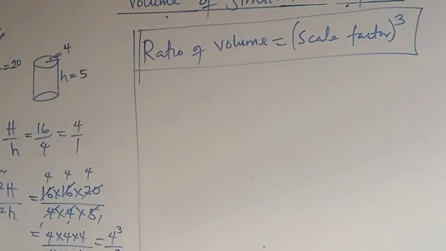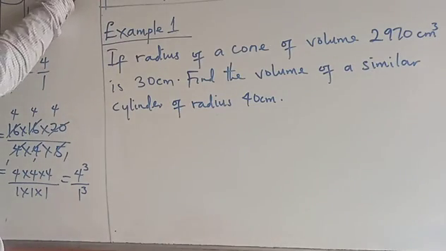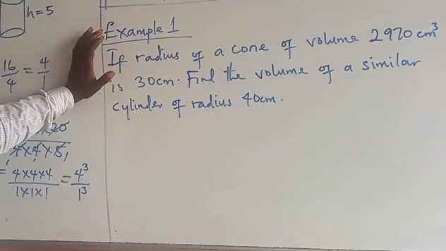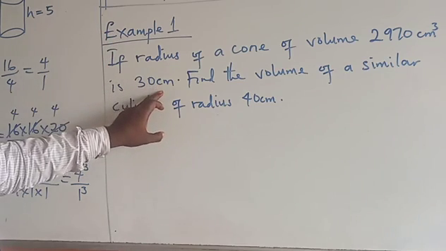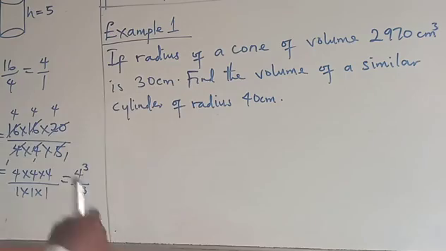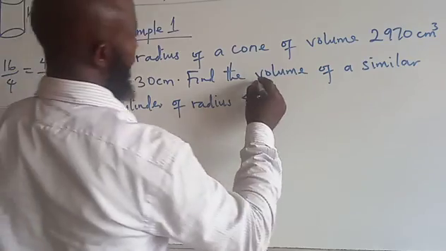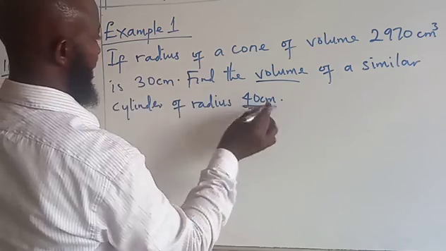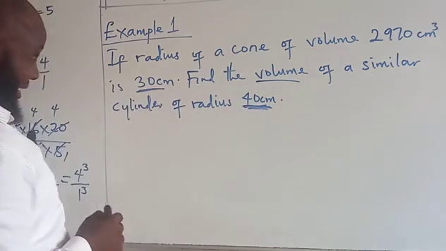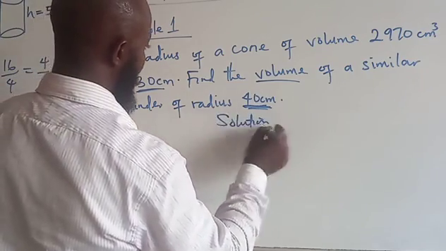Let's now look at examples. This is example one under this. If the radius of a cone of volume 2970 centimeters cube is 30 centimeters, find the volume of a similar cylinder of radius 40 centimeters. So which means the volume we are looking for here must be bigger than this one, because the radius is 40 centimeters, and the radius of the smaller one is 30 centimeters. So the first thing to do is to write out the ratio of their scale factor.